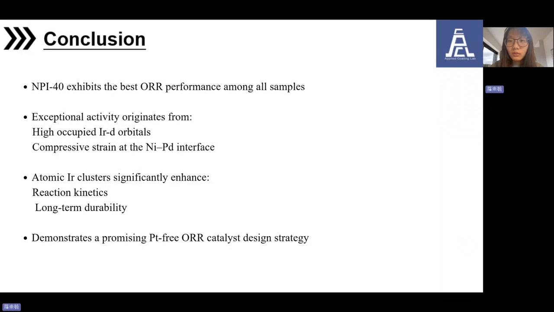Moreover, atomic iridium clusters significantly enhance not only the reaction kinetics but also the long-term durability. These results demonstrate an effective strategy for designing high-performance platinum-free ORR catalysts.